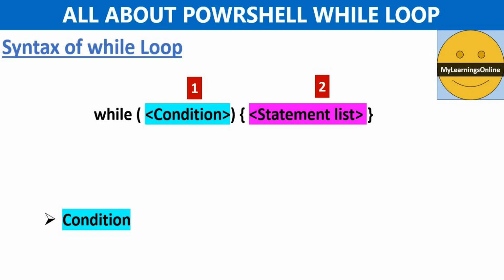As long as the condition remains true, PowerShell reruns the statement list section. The statement list section of the statement contains one or more commands that are run each time the loop is entered or repeated if the condition is true.